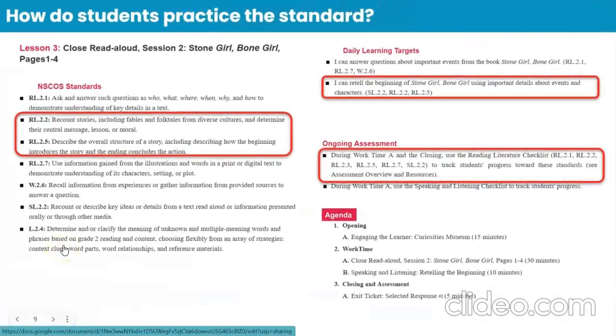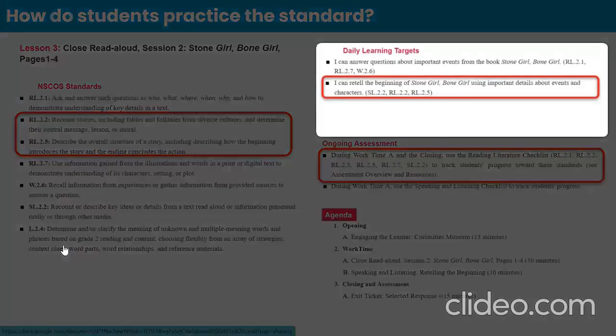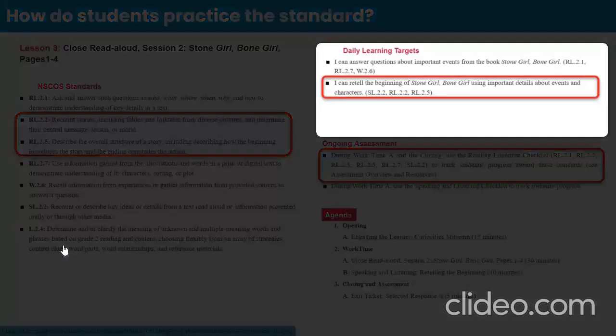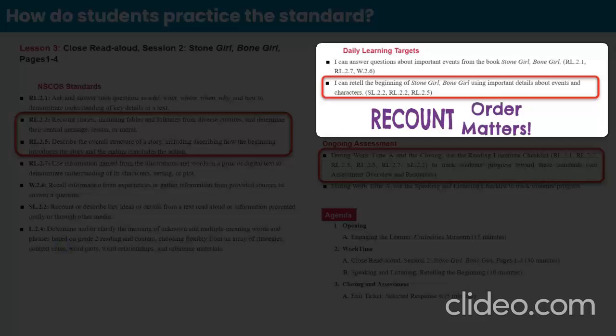Let's look at teacher and student actions for RL 2.2 and 2.5. The aligned learning target in Lesson 3 narrative is, "I can retell the beginning of Stone Girl, Bone Girl using important details about events and characters." Notice that the learning target uses the word retell, while our standards use the word recount. This is an example of why it is important to have a deeper understanding of the aligned standards. What's key here is that order matters, where in 1st grade, it may not.